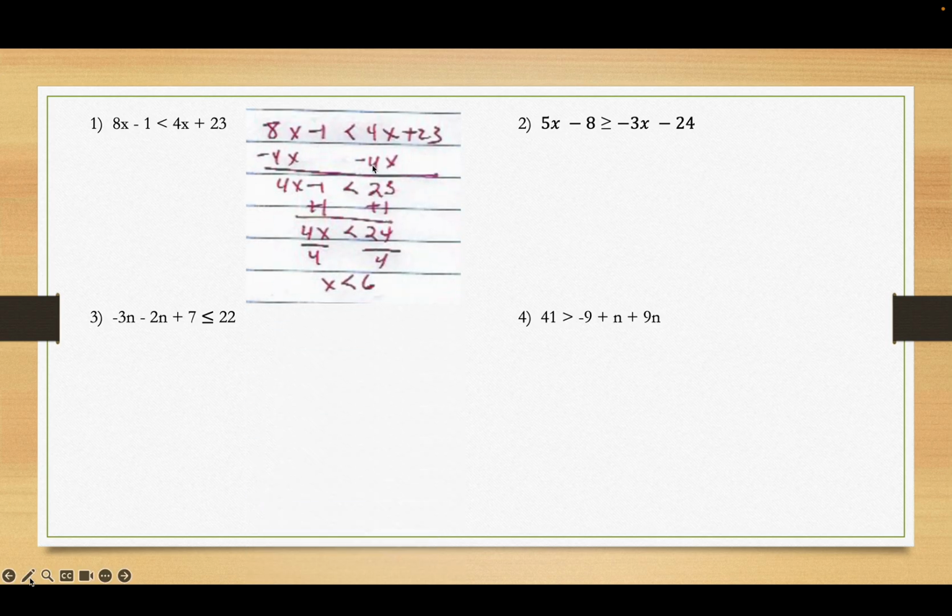So I subtract 4x from both sides. That gives me 4x minus 1 is less than 23. Then this is an opposite side with the negative 1, so I add 1 to both sides. 4x is less than 24. Dividing by 4, x is less than 6.